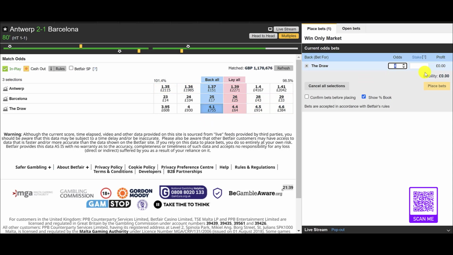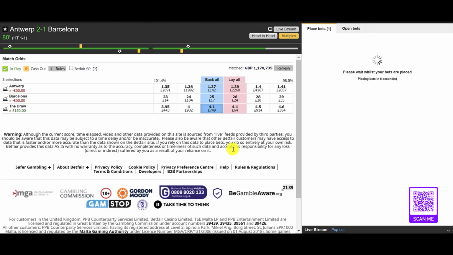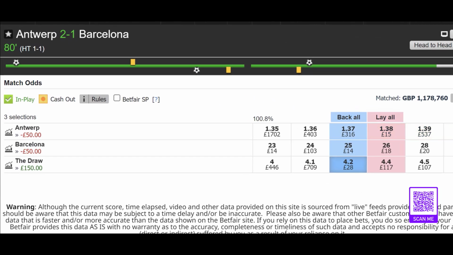And also, let's not discount the fact that Barcelona, pretty strong team, are losing. So look, you know, it's going to be a late push from Barcelona to try and make this 2-2.